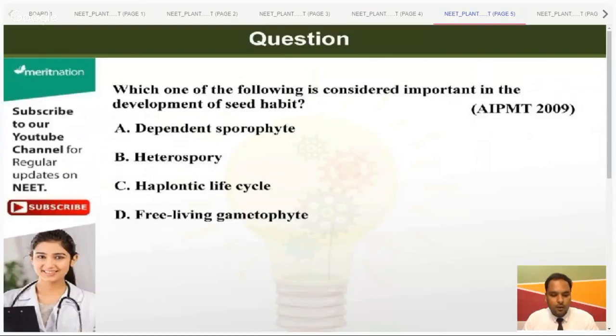Now, which one of the following is considered important in development of seed habit? I actually gave you this answer in the very beginning, right? Can you give me this answer quickly, everyone? Perfect, all of you. Now you people are giving absolutely correct answer. It's heterospory, right? So I think now you can do these basic questions from this particular topic. Fantastic. Now let's move on to the next question, all of you.